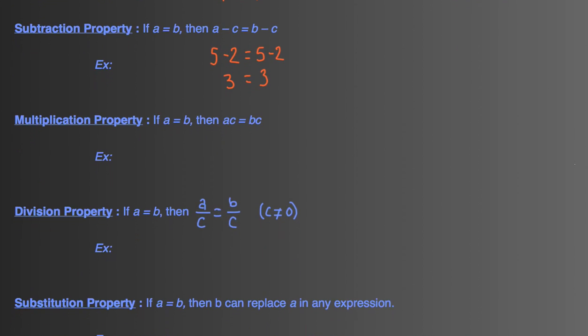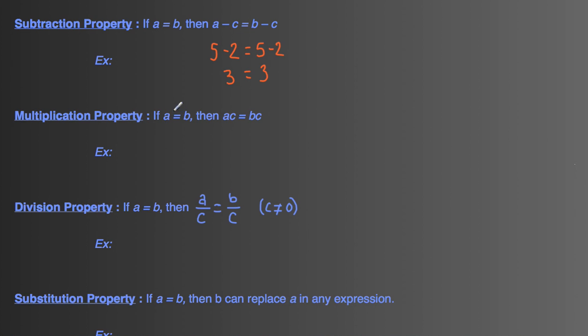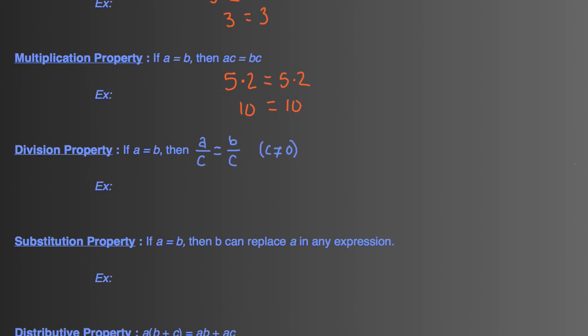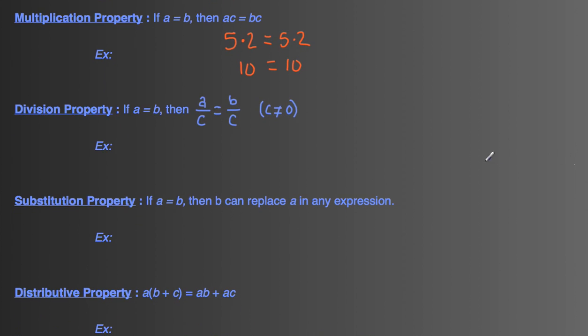The multiplication property says that if the left side of an equation equals the right side, then if we multiply both sides by the same number, we should still get a true equation. So 5 still equals 5. Does 5 times 2 equal 5 times 2? 5 times 2 is 10, 5 times 2 is 10. Yeah, of course it does. Multiply the same number on both sides of the equation, and it'll stay equal.